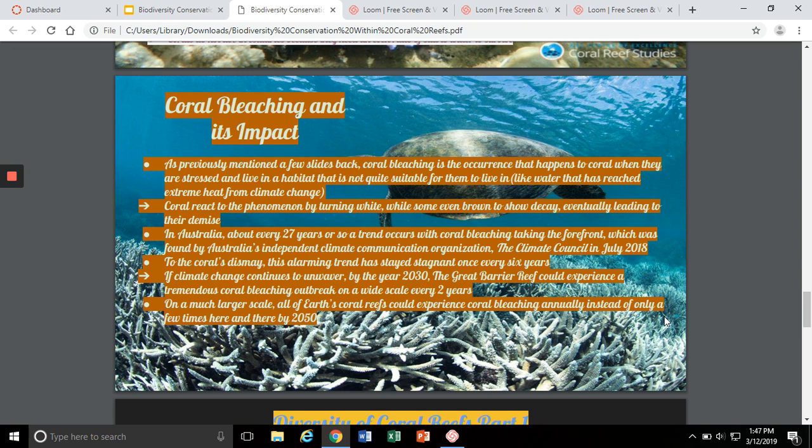In Australia, about every 27 years or so, a trend occurs with coral bleaching taking the forefront, which was found by Australia's independent climate communication organization, the Climate Council, in July 2018. To the coral's dismay, this alarming trend has stayed stagnant at once every 6 years. If climate change continues unwavering, by the year 2030, the Great Barrier Reef could experience a tremendous coral bleaching outbreak on a wide scale every 2 years. On a much larger scale, all of Earth's coral reefs could experience coral bleaching annually, instead of only a few times here and there, by 2050.